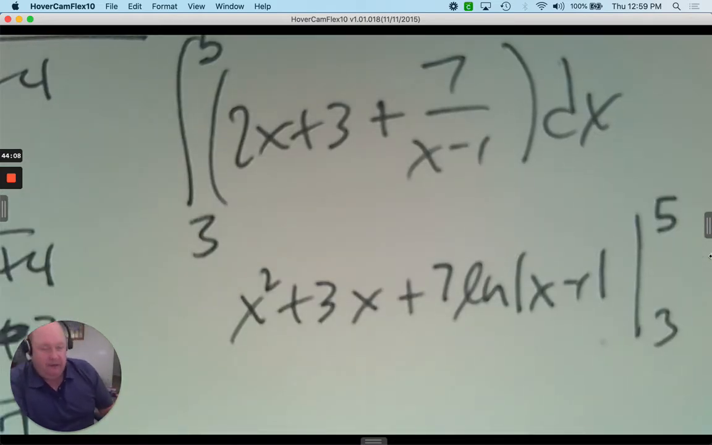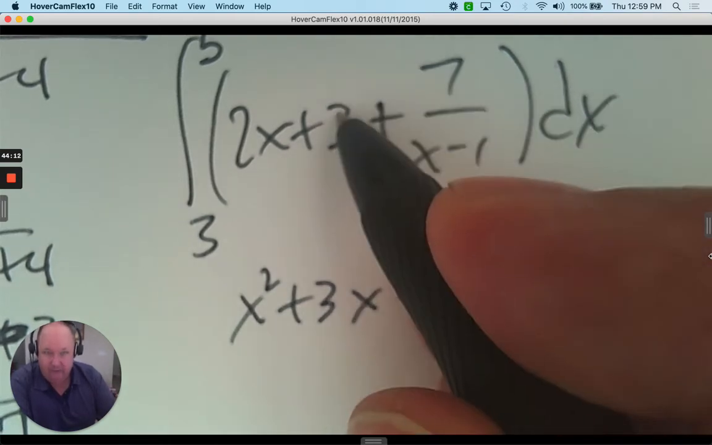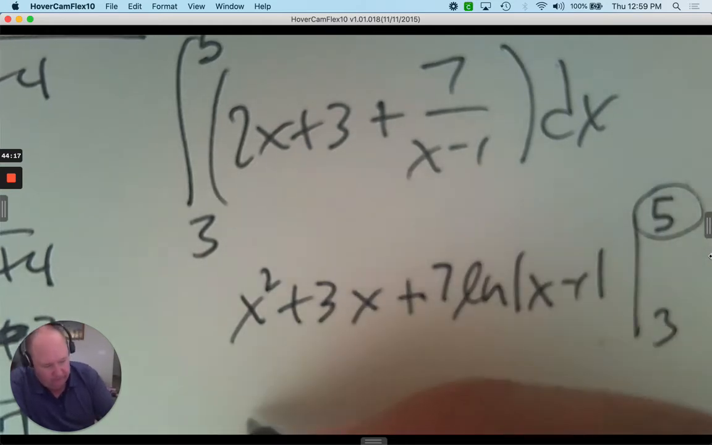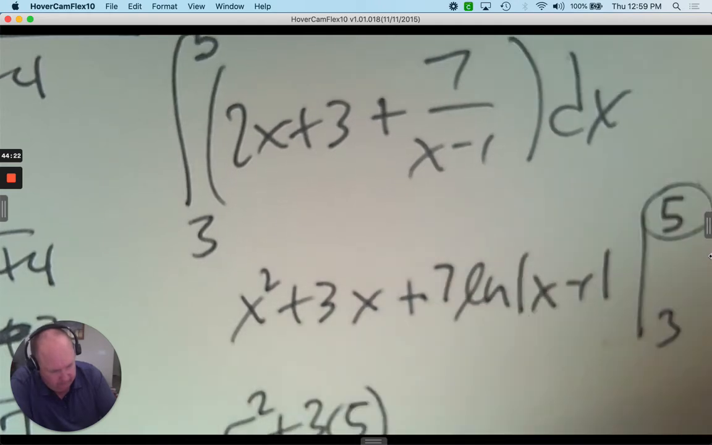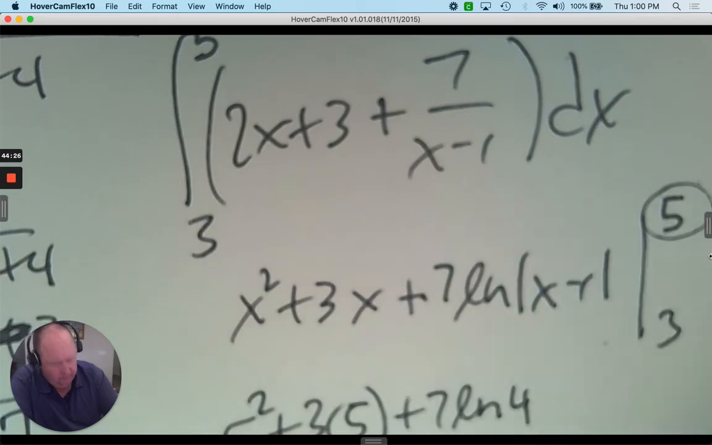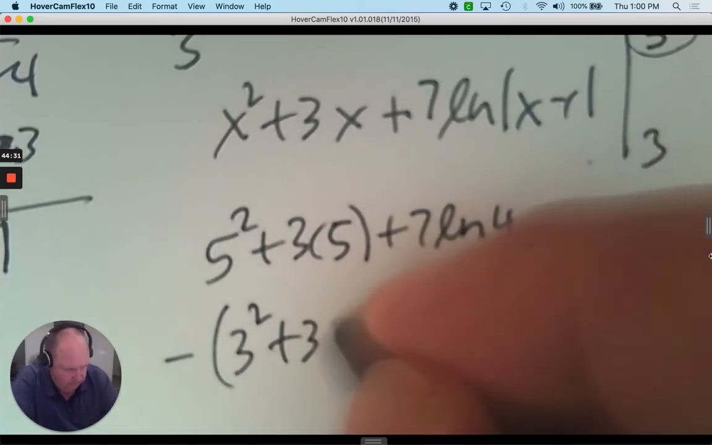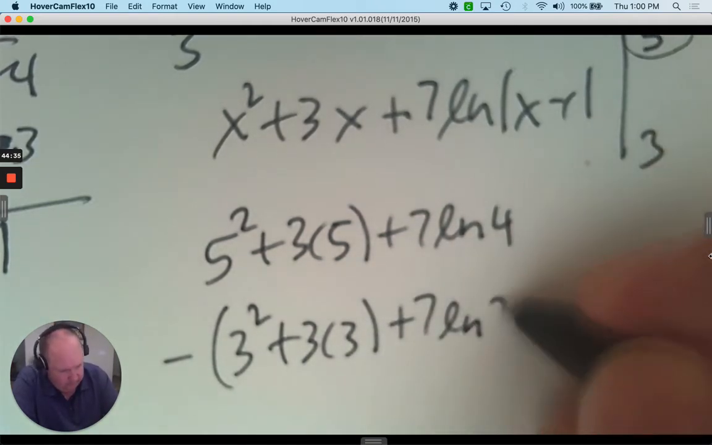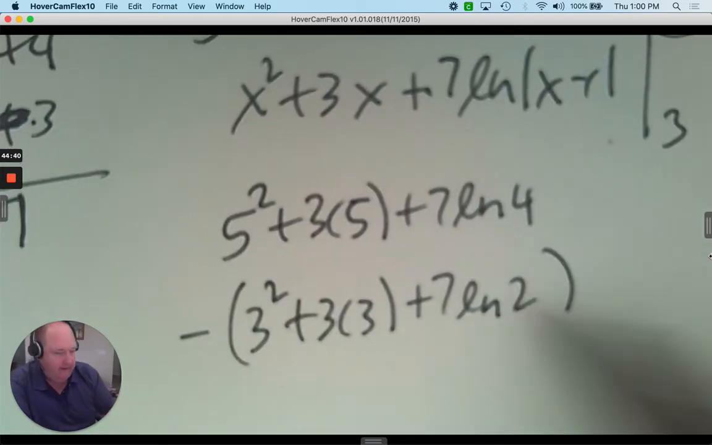And now I'm going to plug in. So the derivative of x subtract 1 is 1. Needs a 7 in front. So the 7's in front, then the logarithm. Plug in 5 first. Then plug in 3. And then combine like terms.